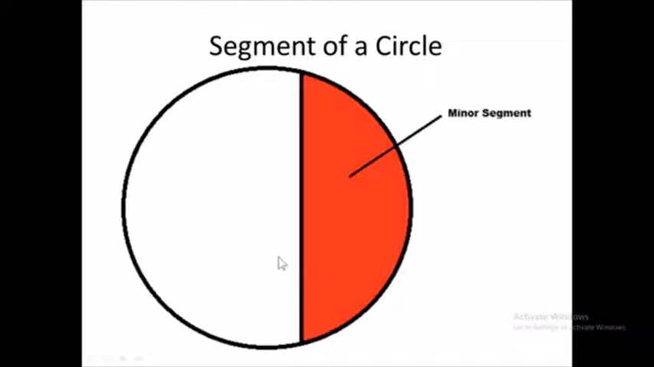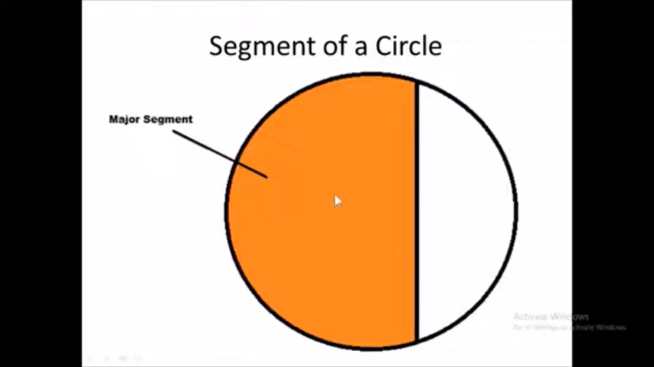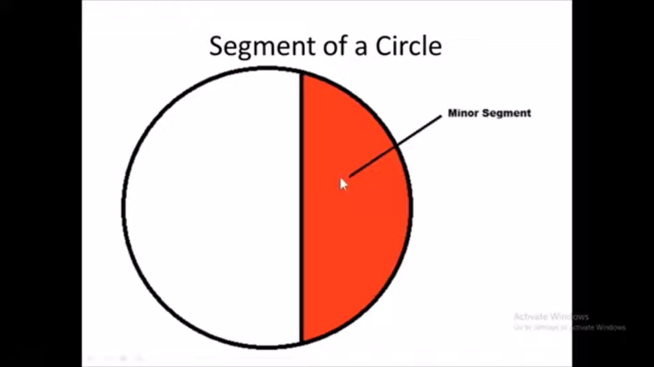And we have minor segment, we have major segment. This one here is the major segment because it's bigger than this other one. So look at the second one. This also is a minor segment because this one is smaller compared to this one. So this is major, this is minor.